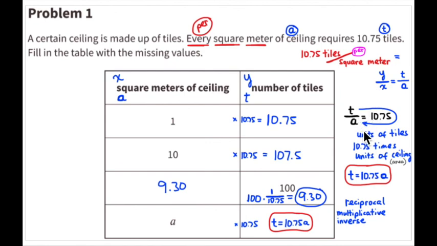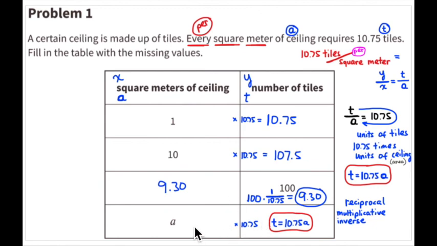So what does that say? It says that the tiles are 10 7/75 times the units of area. So units of tile are 10 7/75 times the units of the ceiling or the area. So that means that the number of tiles is equal to 10 7/75 times the area that you have to cover. So I have to cover 10 square meters. How many tiles do I need to cover that? You need 10 7/75 times that 10. So you would need 107 5/10 tiles.